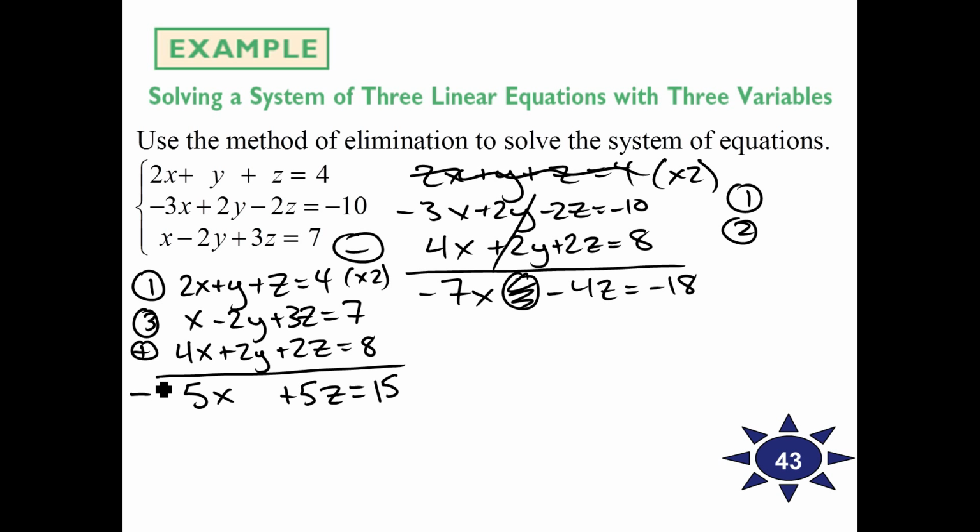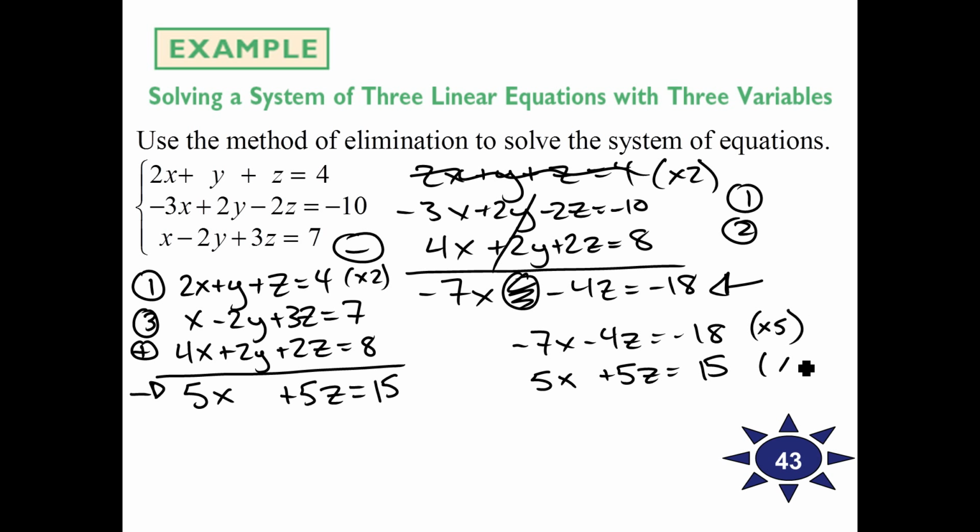We're going to rewrite the two equations we've created and put them right on top of each other. Negative 7x minus 4z equals negative 18. We've got 5x plus 5z equals 15. We've got to get rid of one of these variables. So let's go ahead and multiply. Let's get rid of the z's. We'll multiply the top equation times 5 and the bottom equation times 4. And so we'll have negative 35x minus 20z equals negative 90.